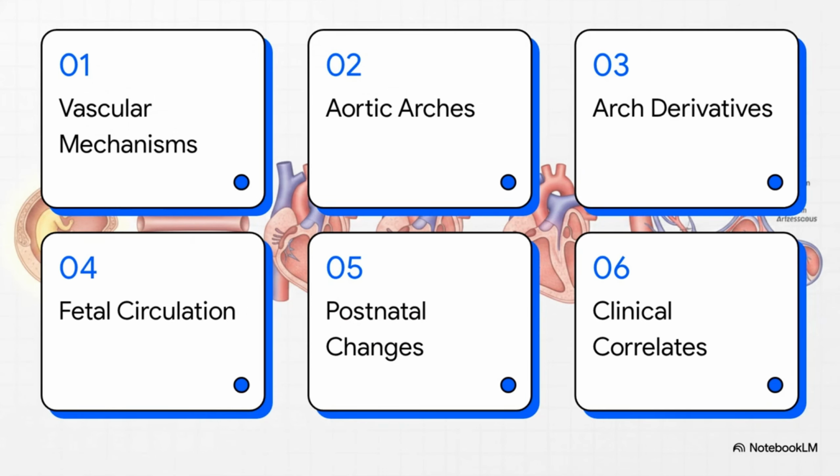So here's our roadmap for today. First, vascular development mechanisms. Then, the aortic arches, followed by the aortic arch derivatives. Fourth, we'll trace the fetal circulation pathway. Fifth, postnatal vascular changes, and we'll wrap it all up with some high-yield clinical correlates. We're taking this step by step, making sure absolutely no detail gets left behind.